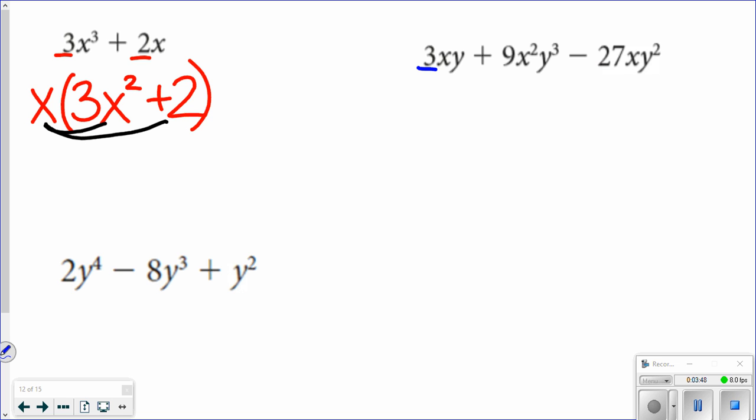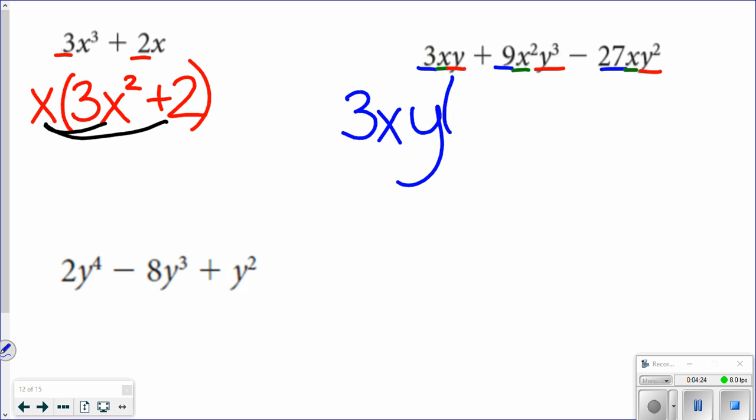I have 3, 9, and 27. The smallest of these 3 numbers is 3, so I'm going to start there and see if that works. 3 goes into 9, 3 goes into 27, so my GCF is 3. Now let's look at the variables. They all have an x, x squared and x. So in common, they have just one x. And then if I'm looking at the y's, y cubed, y squared, in common, they just have one y.